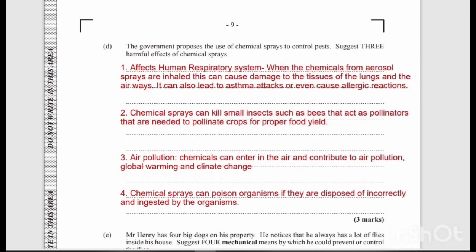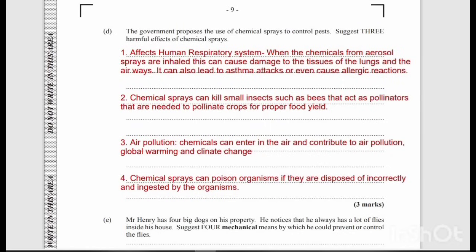All right, and I'll give you another one. Chemical sprays can also poison organisms if they are disposed of incorrectly and ingested by the organism. So as you would have known, sometimes when persons are getting rid of their chemicals, they don't dispose of them properly, and it can end up in some of these other organisms' homes or in their ecosystem, their little area where they live. They ingest it and then they can die. So these are some of the harmful effects of using chemical spray.